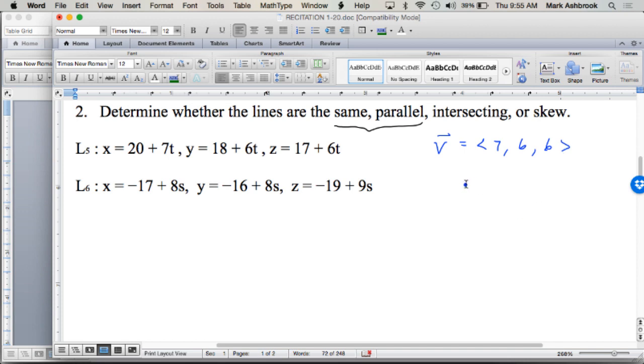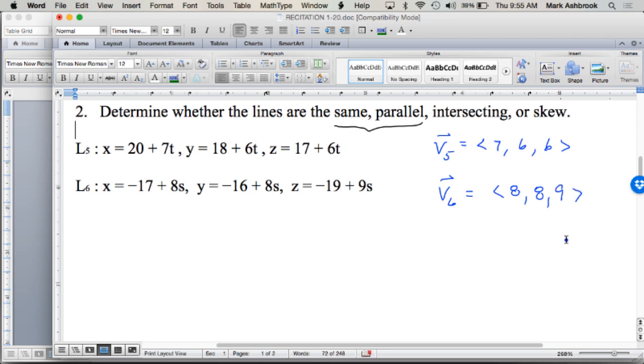What's our direction vector for, so let's call that V5. What's our direction vector for line 6? 8, 9. Are they the same or parallel?